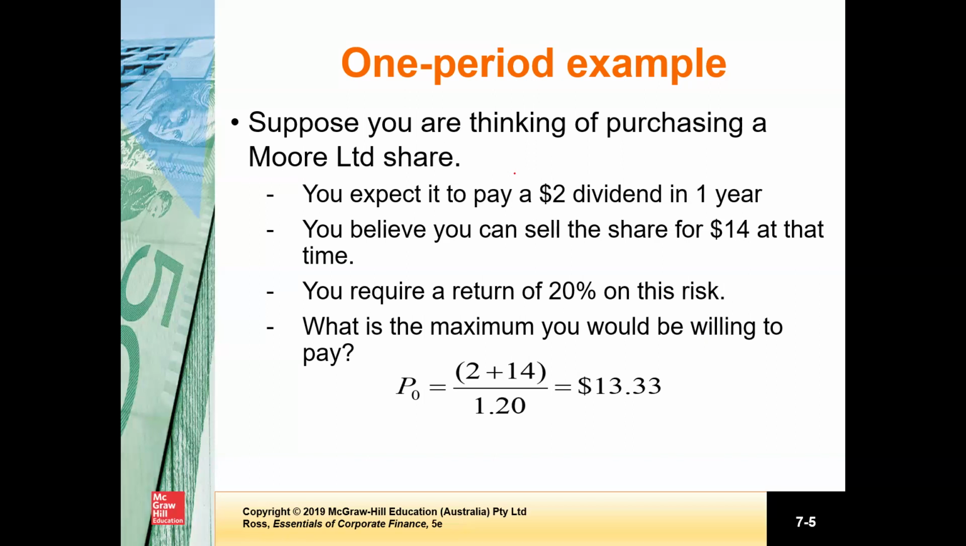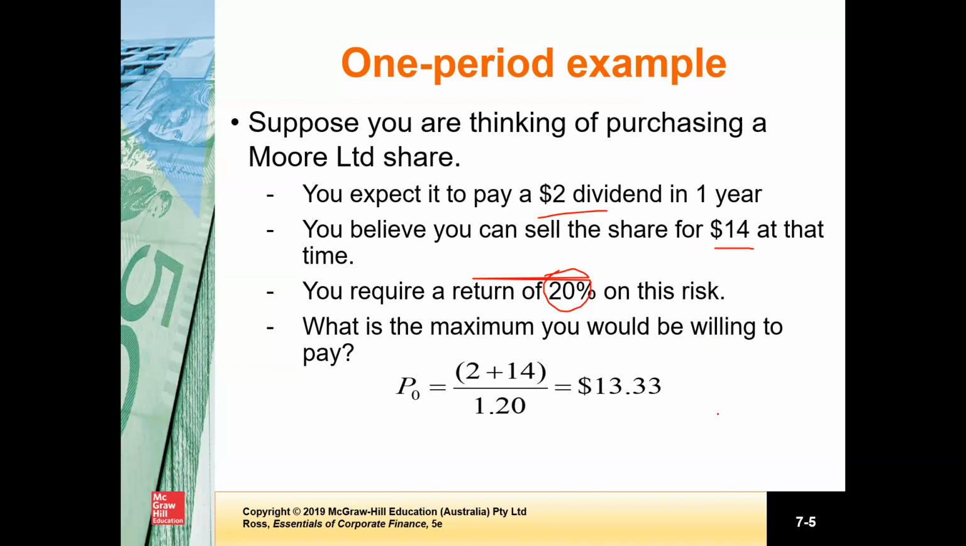Okay, so let's see some examples. In a one period example, let's say that you are thinking of investing in a share and you expect to receive a dividend of $2. You want to hold it for 1 year, and after 1 year you want to sell it at $14. That means your expected sell price is $14 and you require a return of 20%.